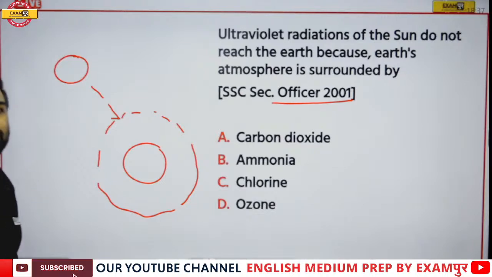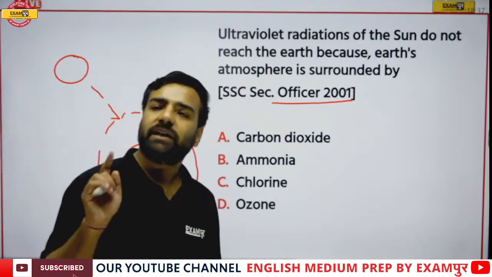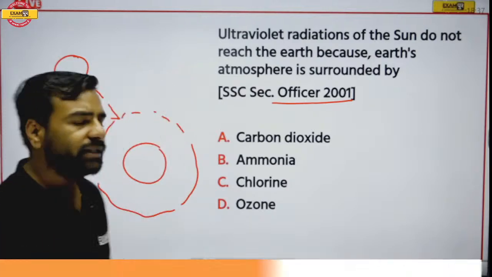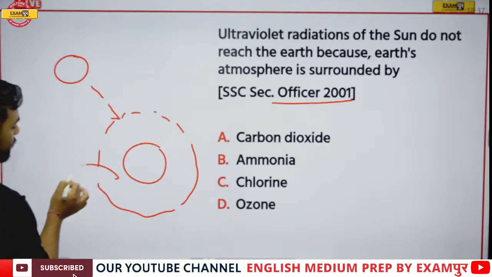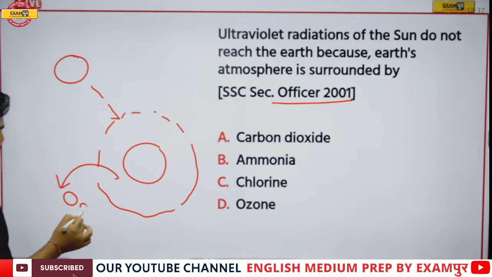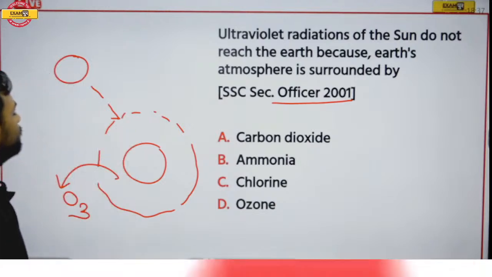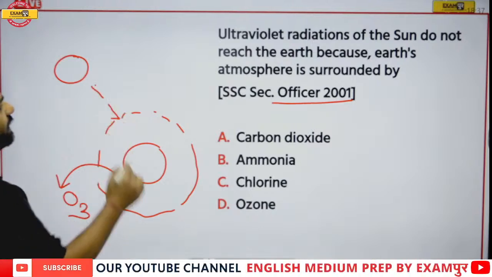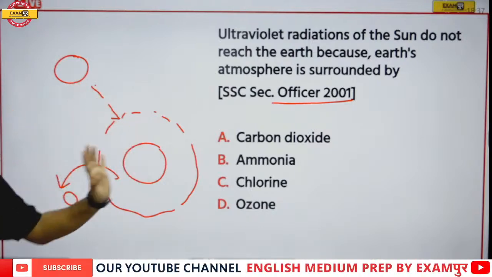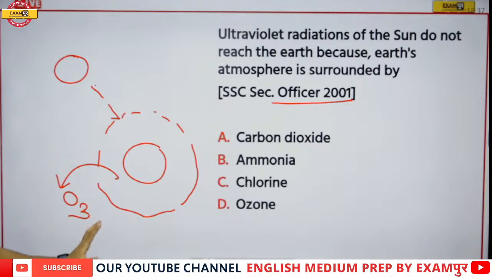Abhishek is with carbon dioxide. Abhishek, sorry, but it would be ozone. Please try to understand this part. This layer is ozone, that is O3. Now this O3, which is present here, is preventing the ultraviolet radiations from reaching the earth. That is, it is keeping us safe and sound.